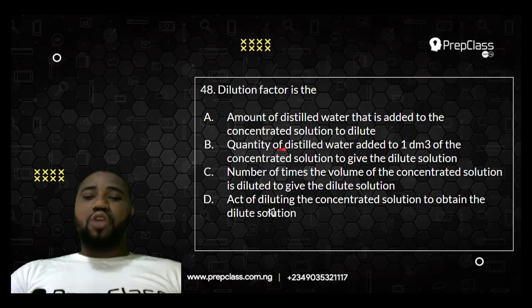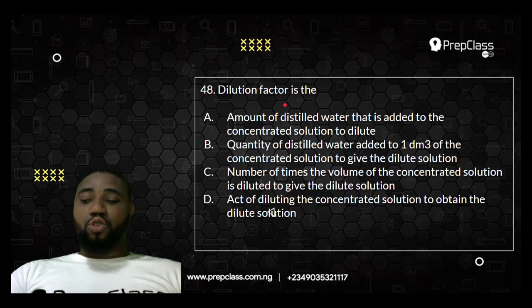B. Is it the quantity of distilled water added to 1 dm cube of the concentrated solution to give the dilute solution? C. Is it the number of times the volume of the concentrated solution is diluted to give the dilute solution? And D. Is it the act of diluting the concentrated solution to obtain the dilute solution? All these options look similar. So this question is a very tricky one because they look somehow alike.